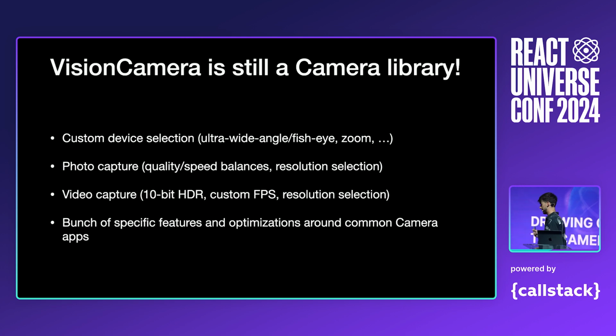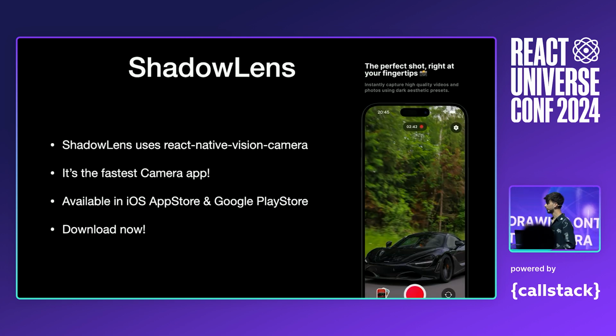But I want to emphasize real quick, VisionCamera is still a camera library. It's not just about drawing blur filters. It's like a Swiss Army knife almost. You can still use custom device selection, ultra-wide-angle cameras, photo capture, 10-bit video HDR. That's also something pretty cool. And then I built an app called ShadowLens. Maybe you want to check this out. It's built with React Native, uses VisionCamera. A good demo app for showcasing the camera features of VisionCamera, I would say.